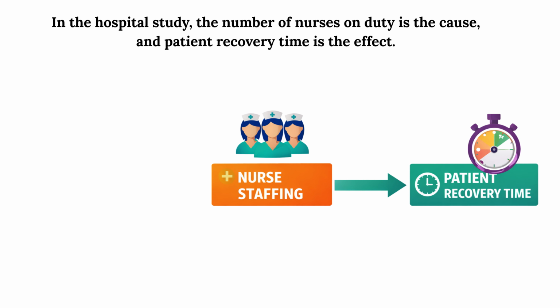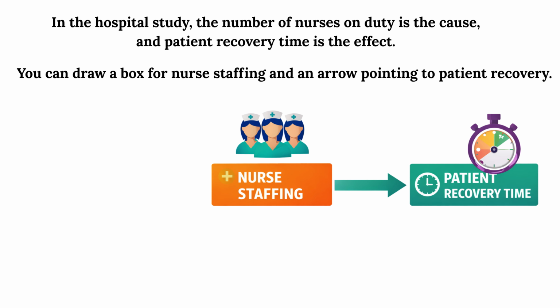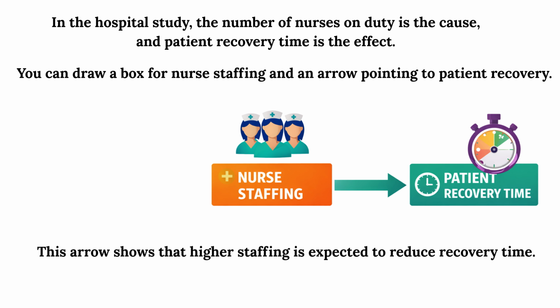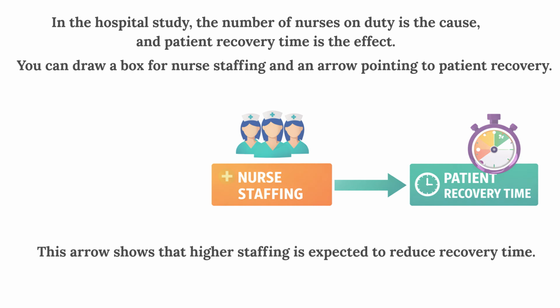Example, in the hospital study, the number of nurses on duty is the cause, and patient recovery time is the effect. You can draw a box for nurse staffing and an arrow pointing to patient recovery. This arrow shows that higher staffing is expected to reduce recovery time.